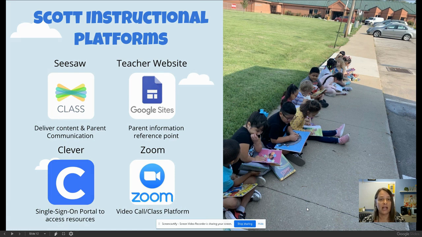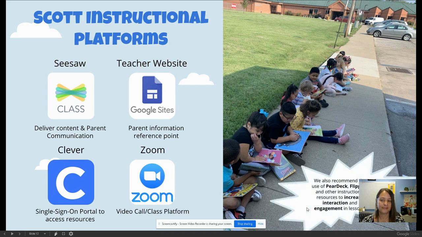The Scott instructional platforms are Seesaw, which is where we deliver content and communicate with parents. Teacher websites, which are on Google Sites, are a parent information reference point. Clever, a single sign-on portal to access resources, will be fantastic for you to use this year. And Zoom, well, don't we all know and love Zoom? We also recommend other things like Pear Deck, Flipgrid, sorry, it's a tongue twister, and others to engage students in other lessons.